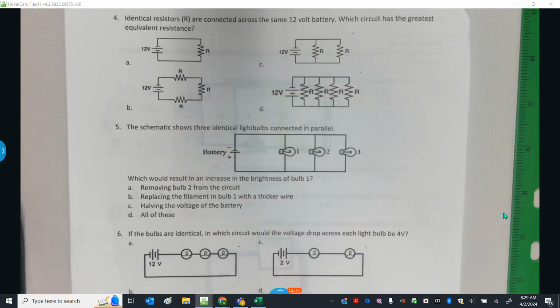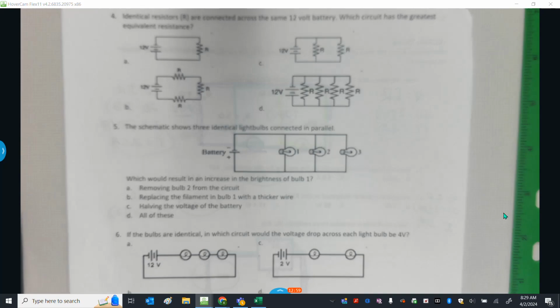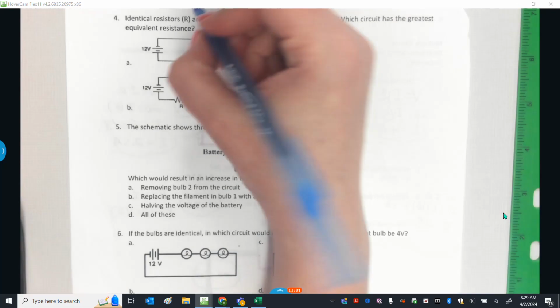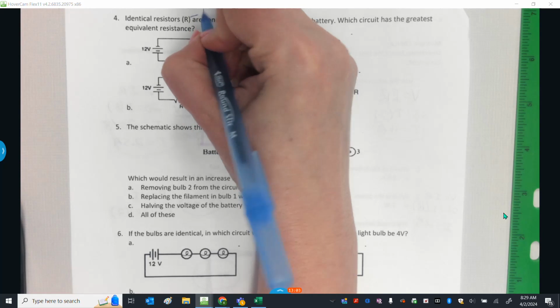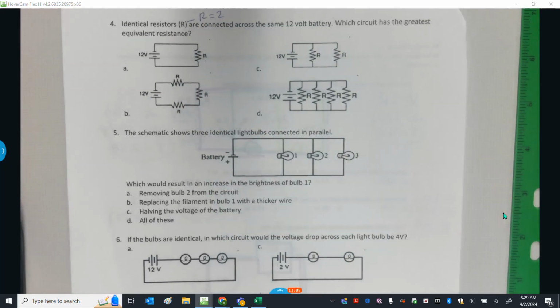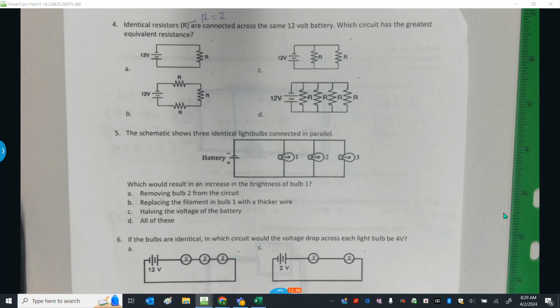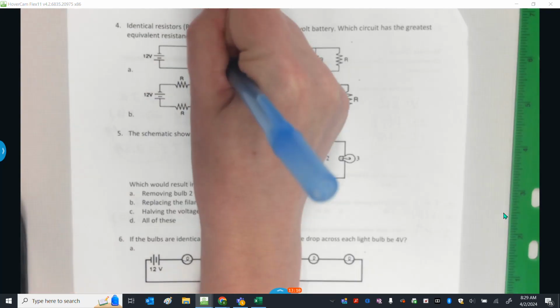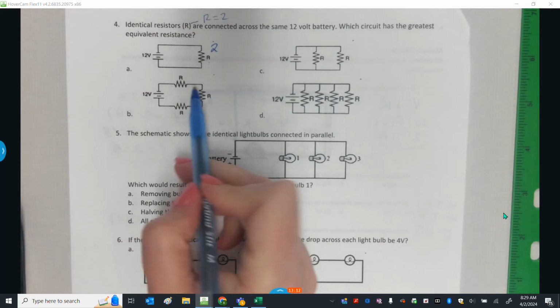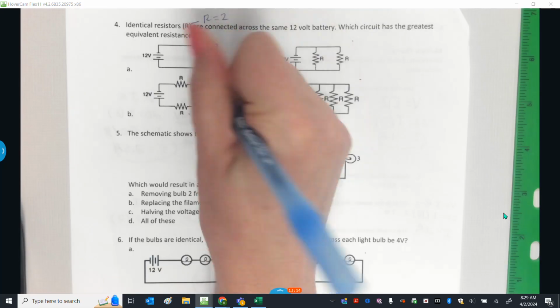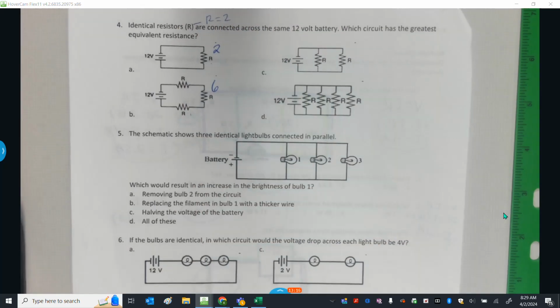It does say that R is all the same, so if you want, you could pick a number, and you could actually solve for each of these. We could say, okay, let's pretend that R equals 2. Why not? And you could calculate it. That would mean that this has a total resistance of 2. This one would be 2, 4, 6. Okay, you add them together.